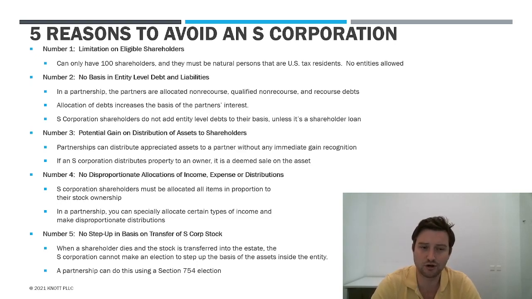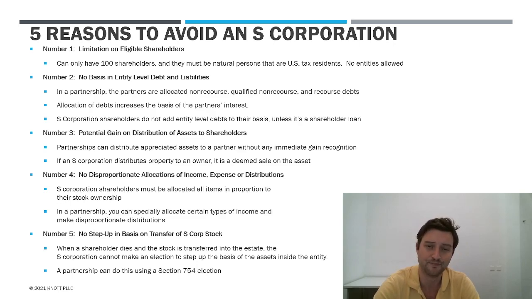Right? So in an S Corp, you can have only 100 owners, 100 shareholders, and every owner has to be not only a natural person, but it has to be a U.S. tax resident. Now, there are some exceptions for certain types of subchapter S trusts, but very rarely do we see those in practice. What more often happens than not is that you want to add a new owner or an investor and they are not a U.S. tax resident or they're not a natural person.